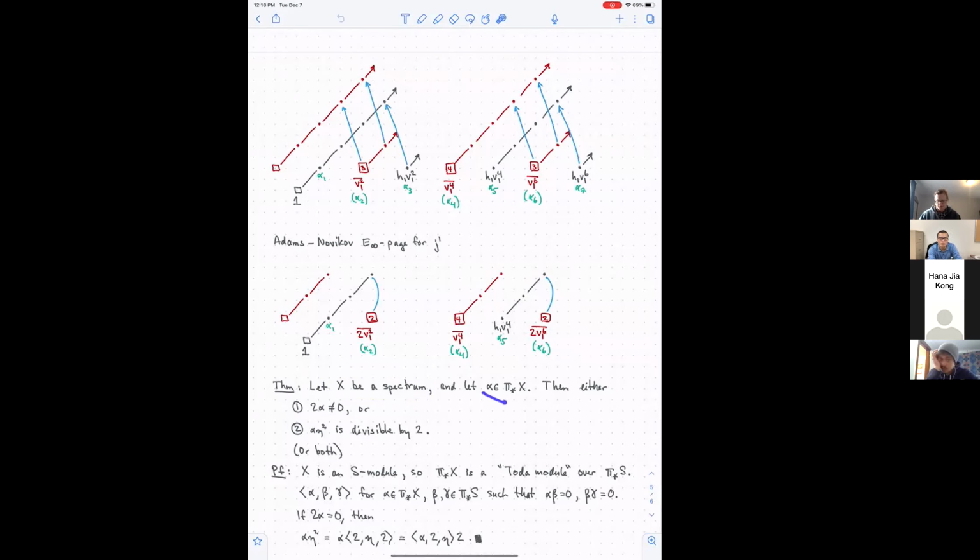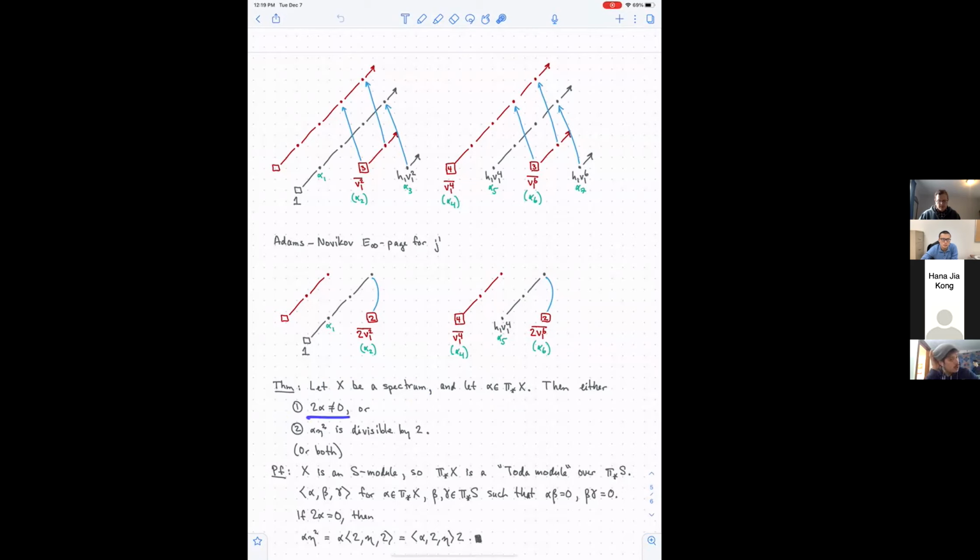Okay, and suppose you've got some homotopy element alpha in X, and you're studying the homotopy groups of X. X could be the sphere spectrum, X could be J prime, X could be KO, X could be TMF, it doesn't matter. It doesn't even have to be a ring spectrum, it could be anything. Then one of two things happens to alpha.